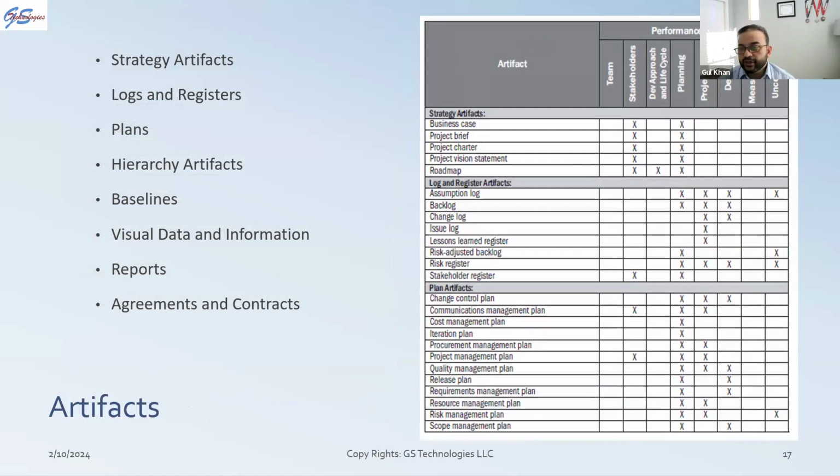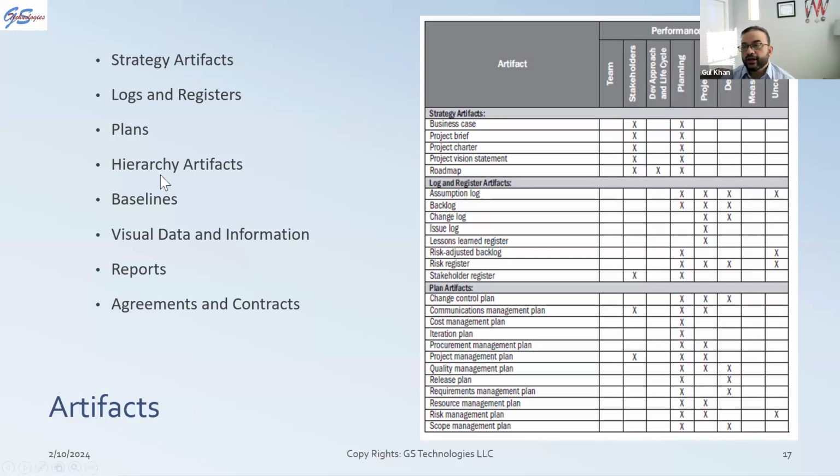These are the artifacts. We already talked about these artifacts, that any kind of documents that you produce, they are artifacts. Strategic artifacts are there. You have your logs and registers. You have your plan artifacts that are there. And then you can also have your reports and visual data information and agreements and contracts as well.